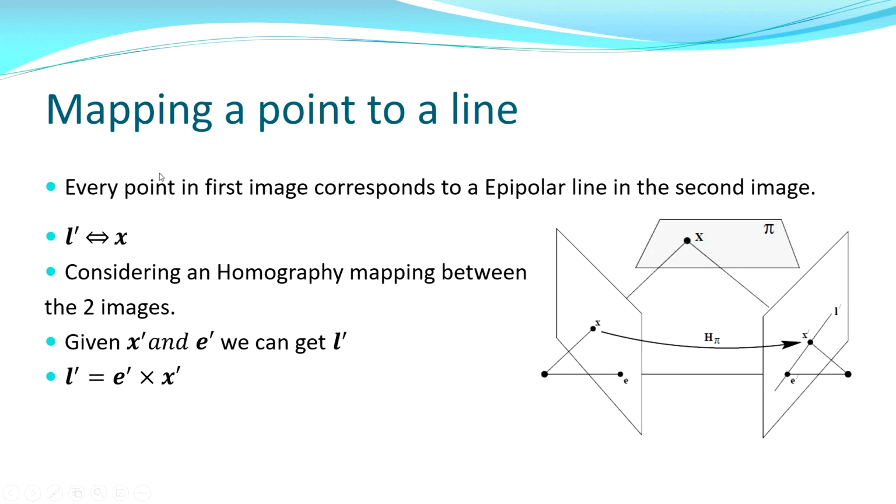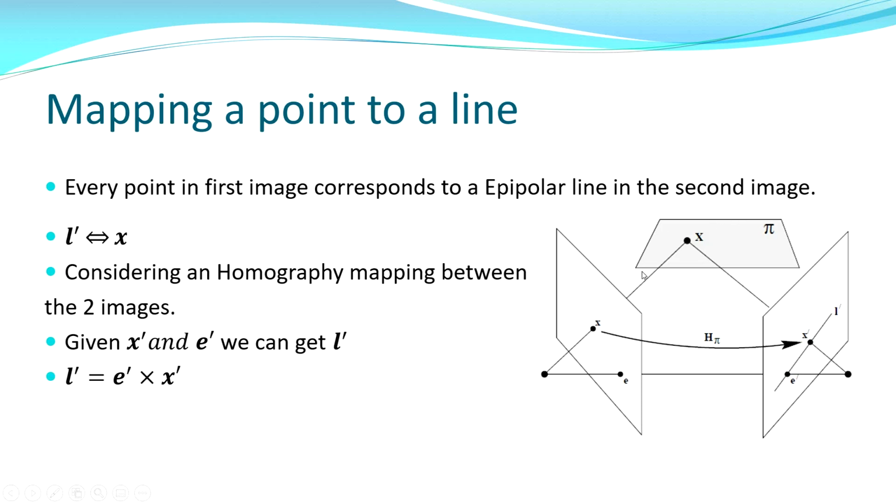Now this is our task, mapping a point to a line. Given some point, I want to find out its corresponding line. That's what we want. Every point in the first image corresponds to an epipolar line in the second image. So this is the correspondence. Now, considering a homography mapping between the two images.